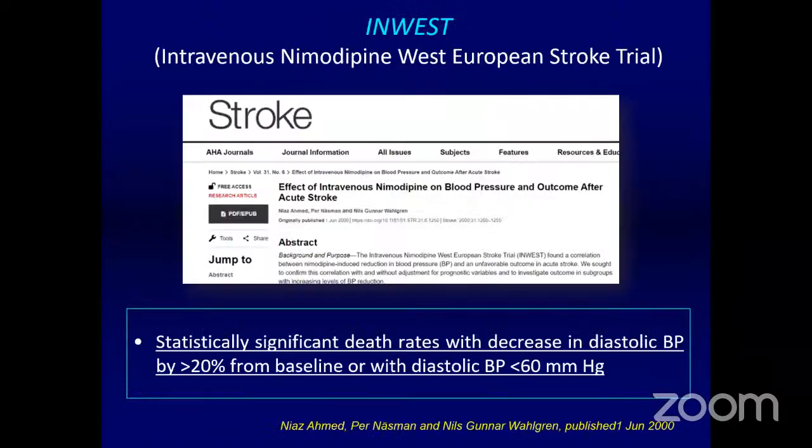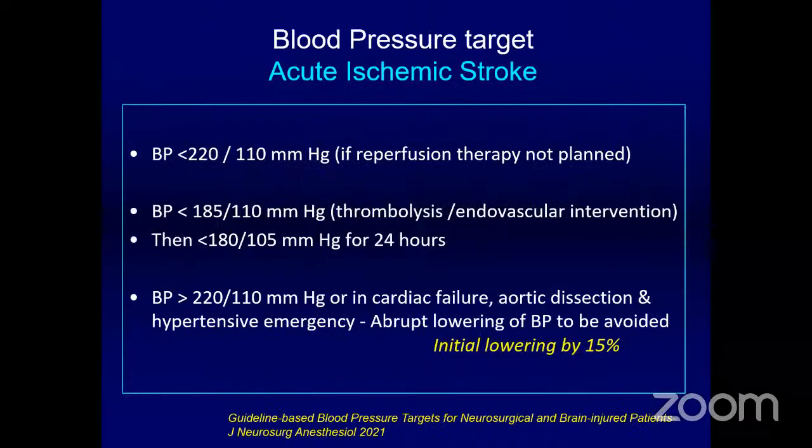So this trial called the INVEST trial, the intravenous pneumo-dependent West European stroke trial, was done way back in 2000. And what they found was there was a statistically significant increase in death rates with decrease in diastolic blood pressure, decreased by more than 20% from baseline, or with a diastolic pressure of less than 60 millimeter of mercury. So I think that was important, which talked about the decrease in the diastolic pressure by 20%, and there was a difference in the death rate.